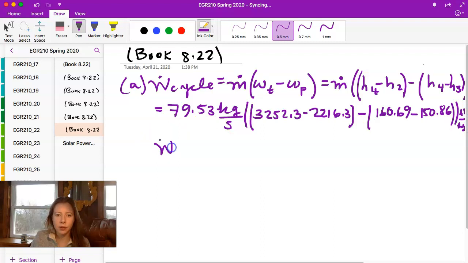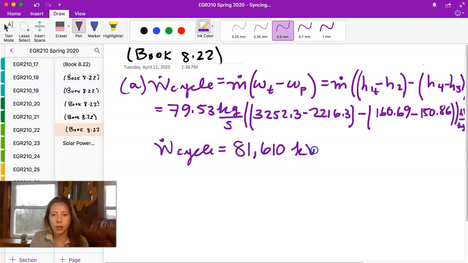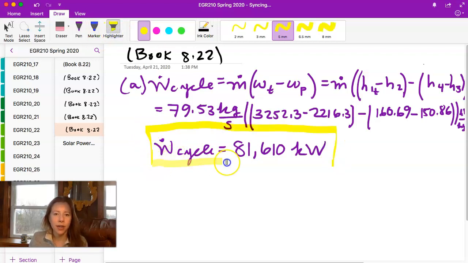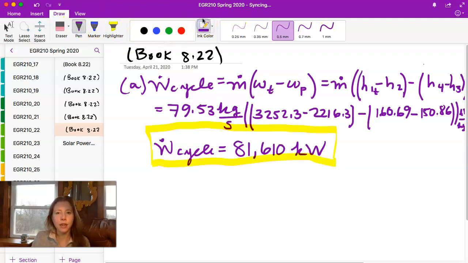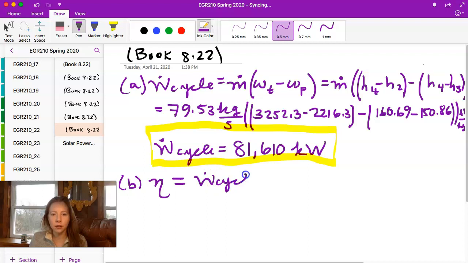And so we end up with W dot cycle is equal to 81,610 kilowatts. So it took a lot of work to get there, but we made it. So there's part A. So part B, we're looking for eta, so the cycle efficiency, and that is going to be equal to W dot cycle divided by Q dot in.